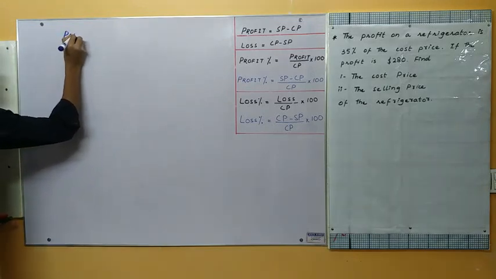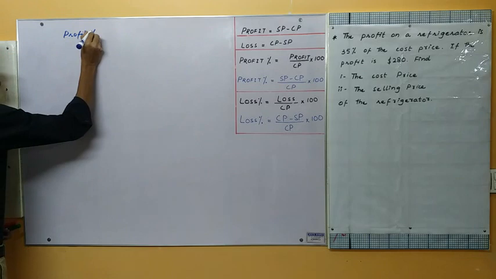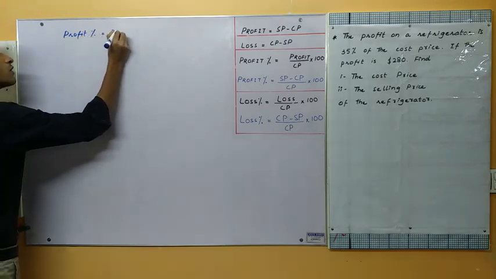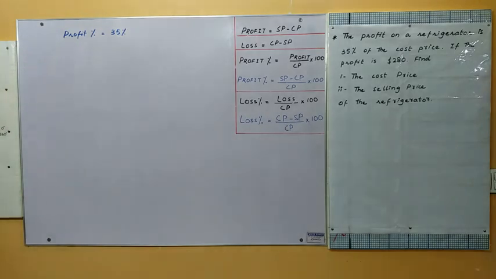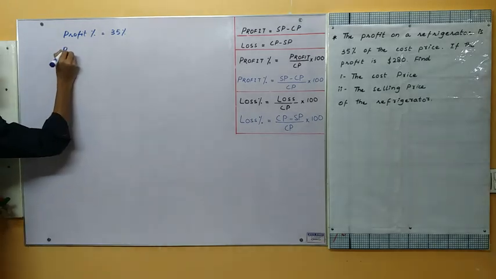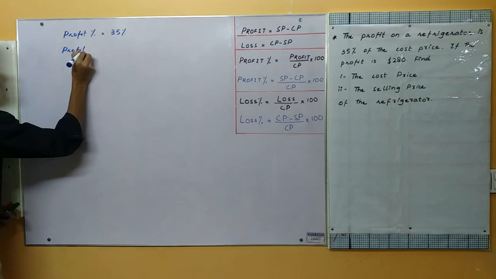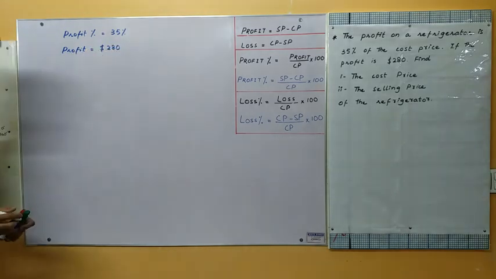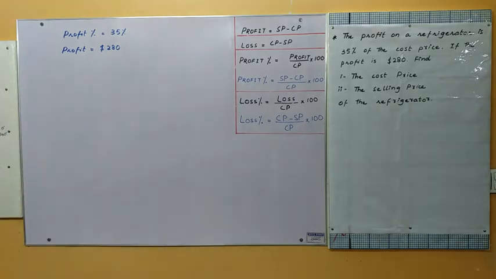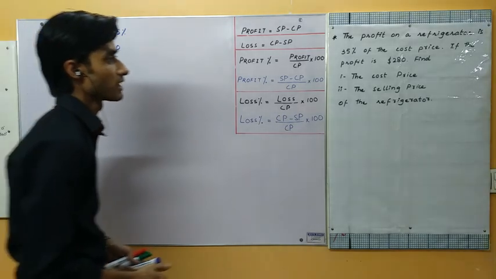So in this question, there are two things that are given. First is profit percentage, and how much is that? That is 35%. Second is the quantity, which is the profit. And what is the profit given? Profit is $280. I hope that everything that I am writing on the board is visible. And if it is not, then at least you can pay attention to what I am saying.